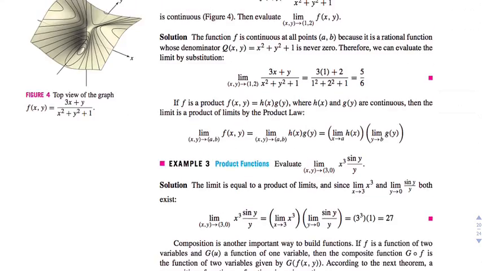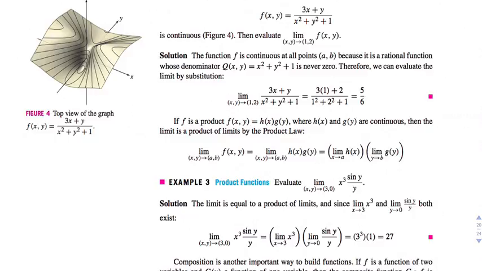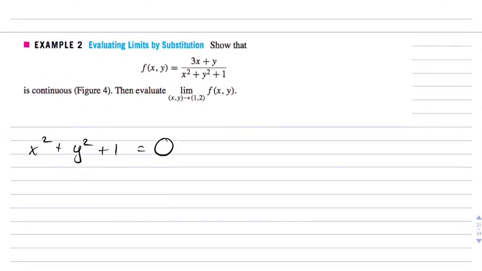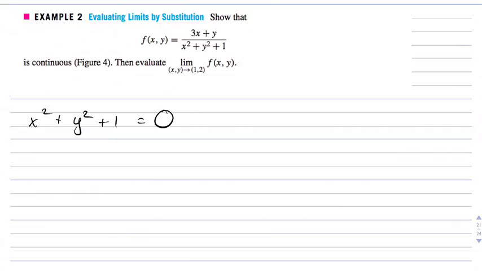Example 2. So the function is continuous at all points a, b because it's a rational function whose denominator is never 0. So therefore we can evaluate. If it's going to work for all values, then to evaluate the limit, we can essentially just plug in the a and b.